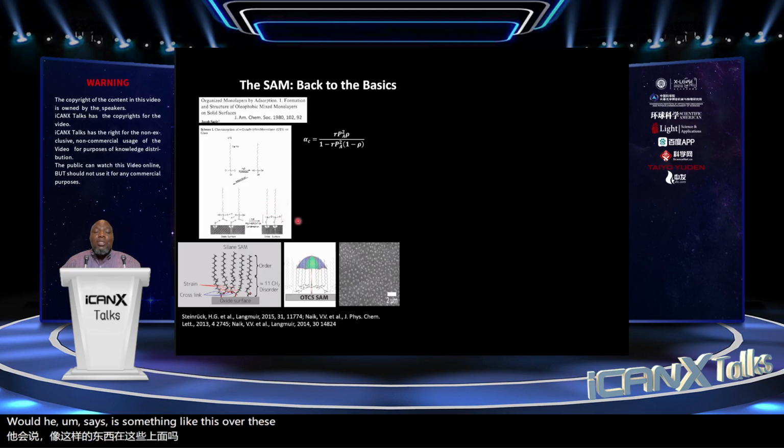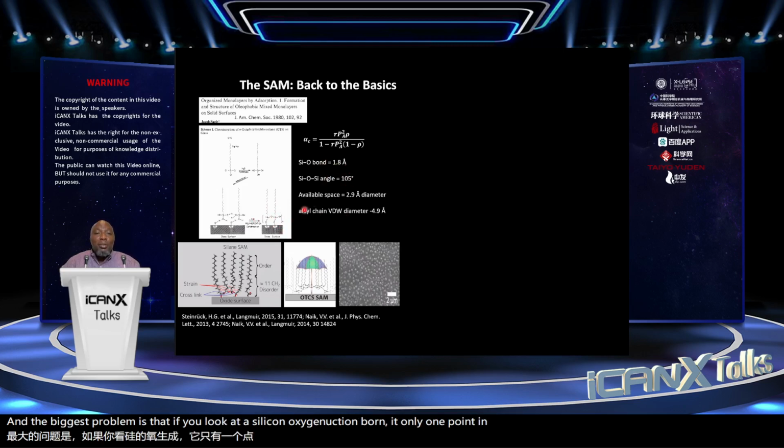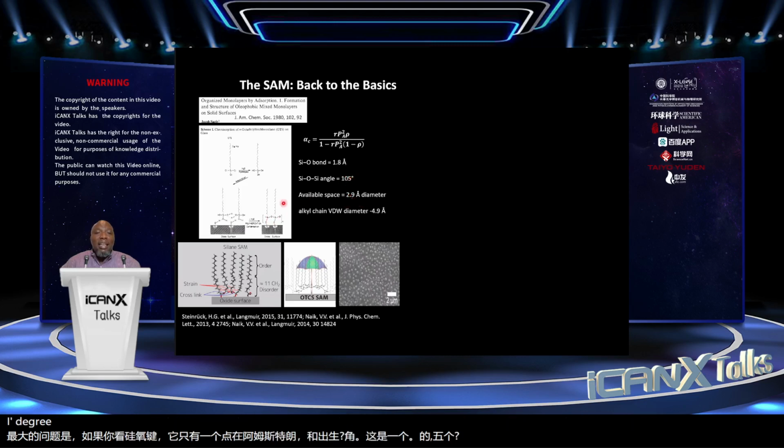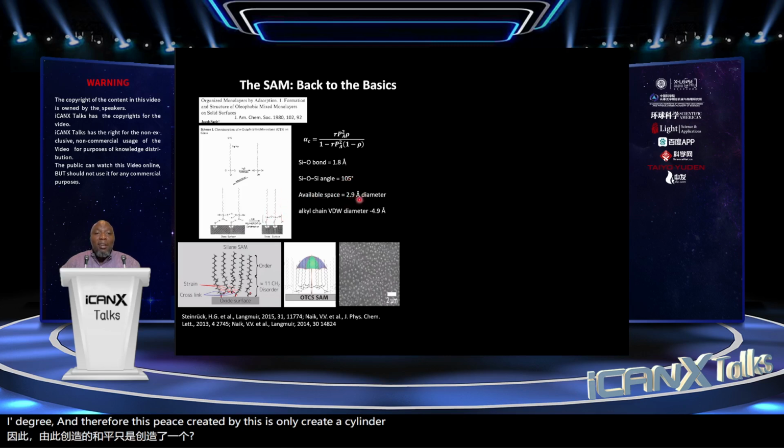However, this structure has a problem. The biggest problem is that if you look at the silicon-oxygen bond, it's only 1.8 angstrom, and the bond angle here is 105 degrees. Therefore, the space created by this is a cylinder of only 2.9 angstrom diameter. To accommodate these two chains to form a monolayer, you need a cylinder that has a diameter of 4.9 angstrom. So it's not possible to get these organized as straight, well-assembled monolayers like this.